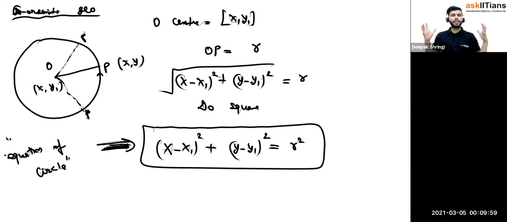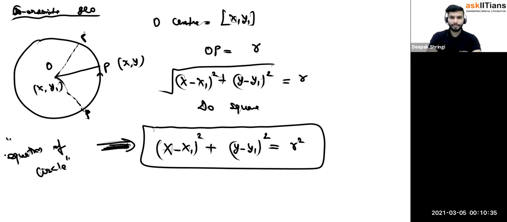Now, what we know about it, by the way, is that if the equation of a circle is x minus x1 whole square plus y minus y1 whole square equal to R square, then x1, y1 is known as its center and R is the radius. So what is a circle? A circle is the movement of a point which moves such that the distance of the moving point P from the fixed point O always remains constant, and that constant is the radius of the circle, right, everyone?